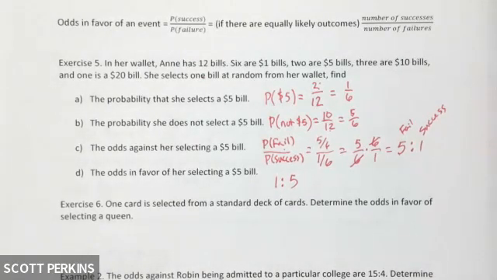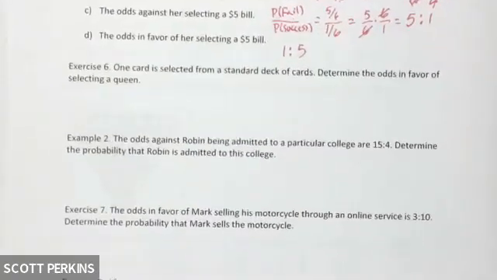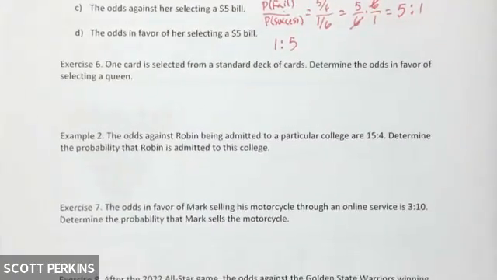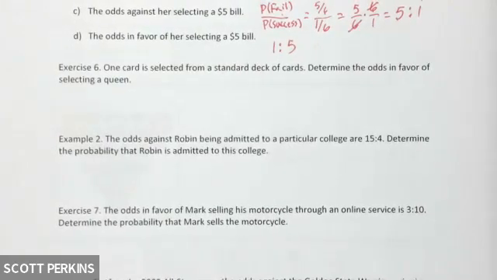All right, one more odds in favor problem, and then we just have a problem going the reverse direction, and that's how we'll finish up this section. So in exercise 6, you are going to select 1 card from a standard deck. What are the odds in favor of a queen? Okay, odds in favor of a queen. There's 52 total cards in a deck of cards, yes.